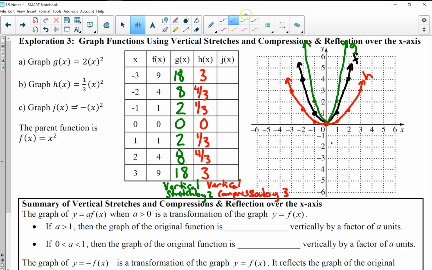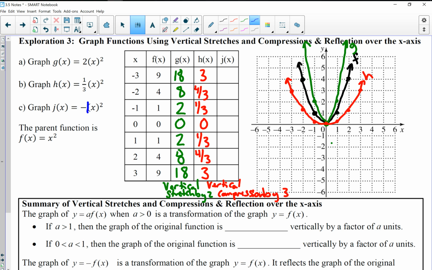Then the last graph I want to look at is, what if the number that I'm multiplying outside my parent function is a negative number? So here I'm just going to keep it a -1, but it could be other negative values, -2, -1/3, negative whatever. We're multiplying a negative value. That's going to create a vertical change. So what would it do?